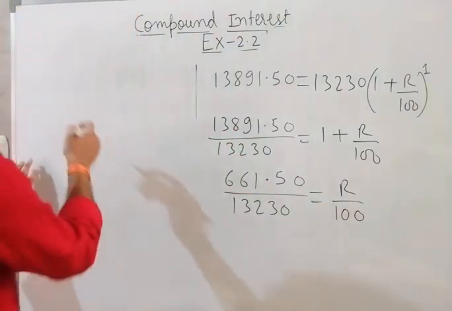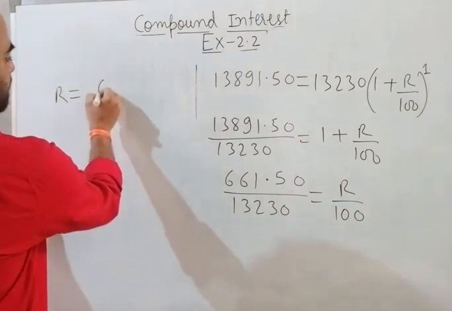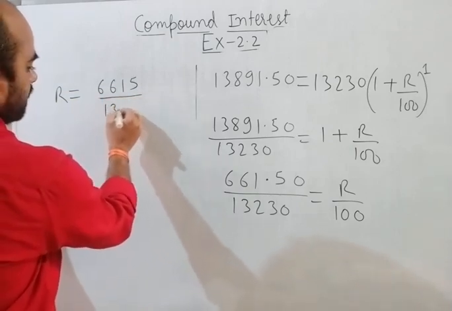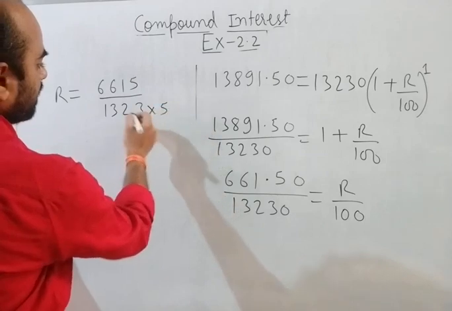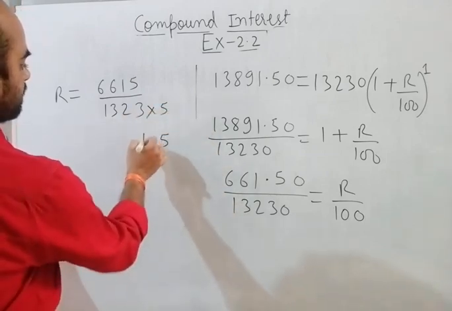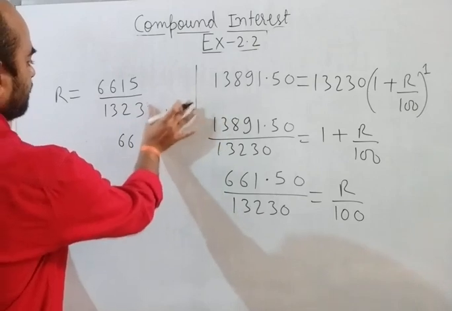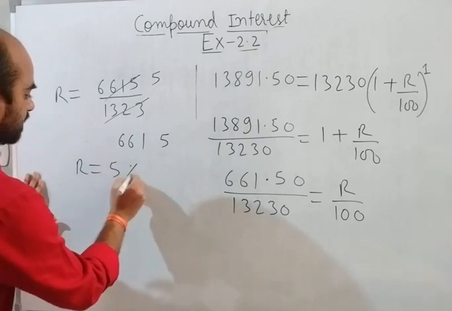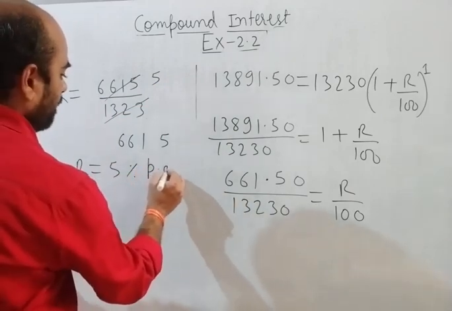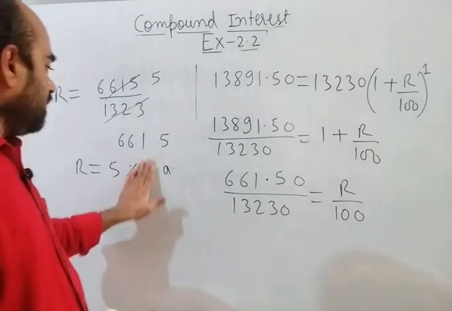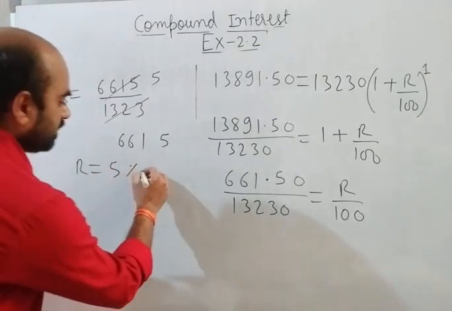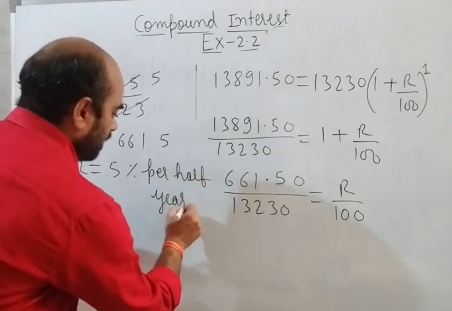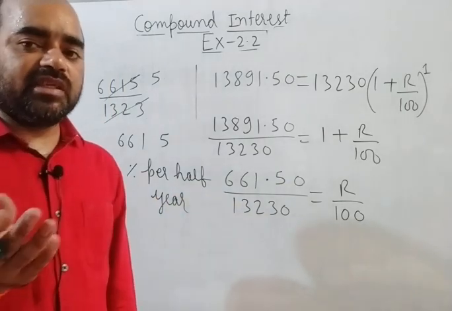Next, so finally r will be 6615 upon 1323. If you multiply by 5, what will come? It means it will come by 5. That is, r is 5%. Correct? Wait. This r is 5% per half year. Why? Can you think why r is 5% per half year?